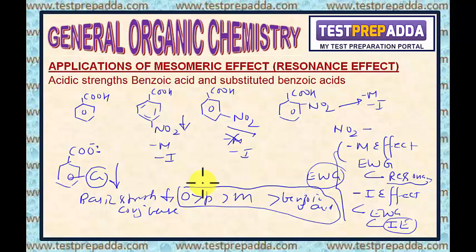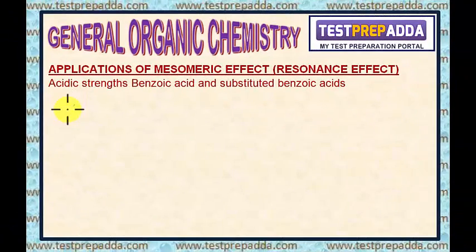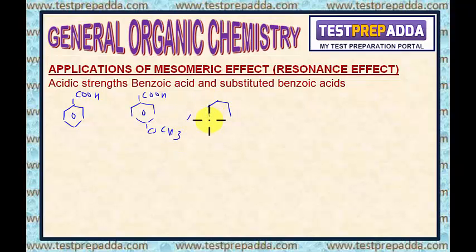Now I'll talk about the electron releasing substituent. Now the methoxybenzoic acid. So first I'll write normal benzoic acid, then I'll write substituted benzoic acid. If I write OCH3 at para, then OCH3 at meta, and then OCH3 at ortho position.